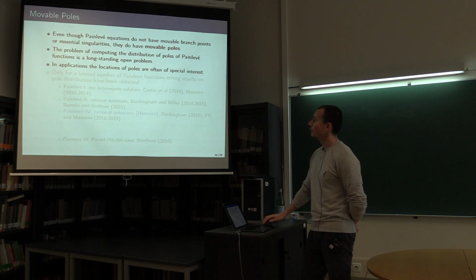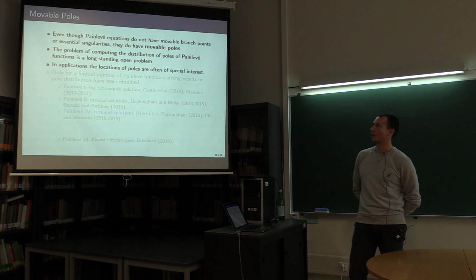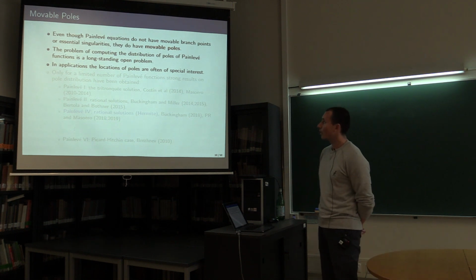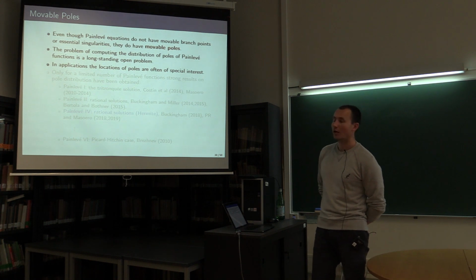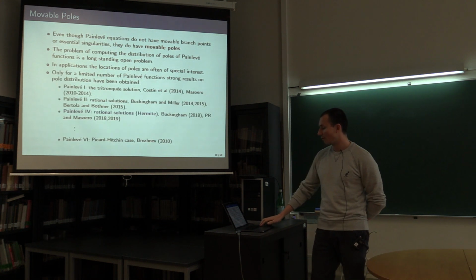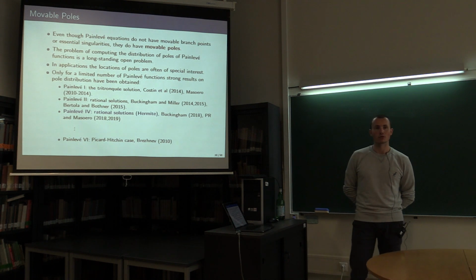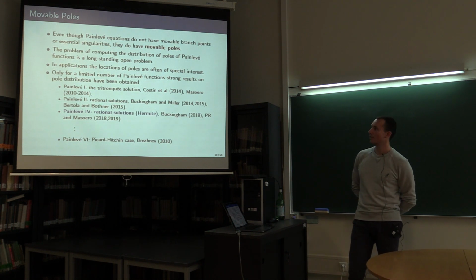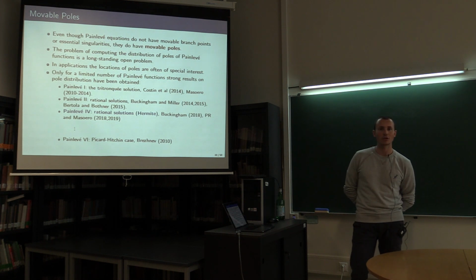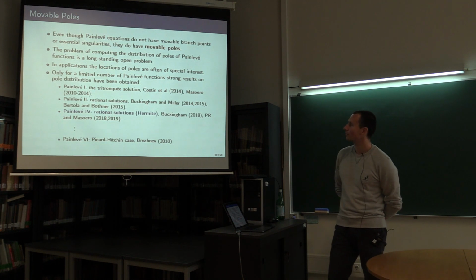So as I said, Painlevé equations do not have movable branch points or essential singularities, but they do have movable poles. And so the problem of computing these poles is a long-standing open problem. Only for a very limited number of Painlevé functions do we have very strong results on the distribution of poles. We have some results on Painlevé 1, and in particular Davide's PhD thesis focuses on this problem.